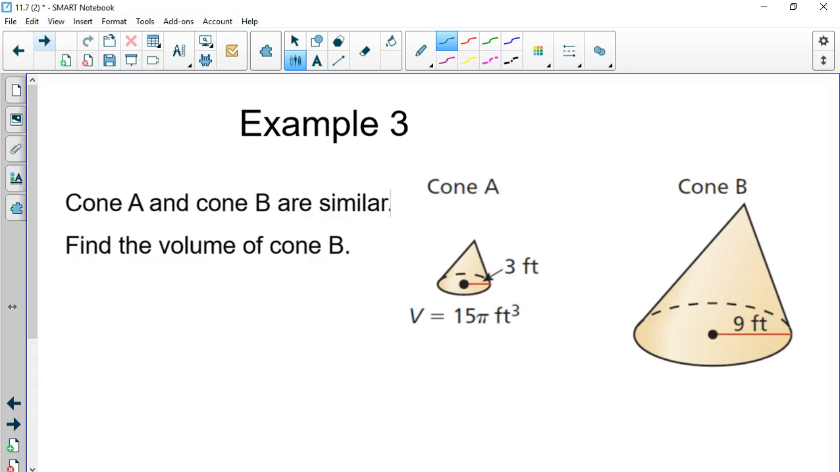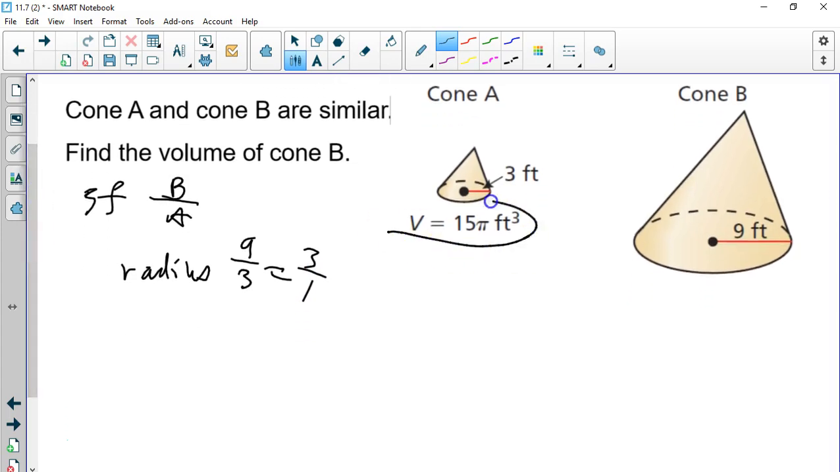Okay, similar. Cone A and cone B are similar. Find the volume of cone B. We've already done a problem like this in the previous lesson. Okay, so it's going to be a similar concept, no pun intended, with this one. So, let's talk about the scale factor first. And we're going to do B over A. It doesn't matter which direction you go as long as you're consistent. Okay? So let's look at the radius first. So the radius of B is 9, and the radius of A is 3. So that's a 3-to-1 ratio.